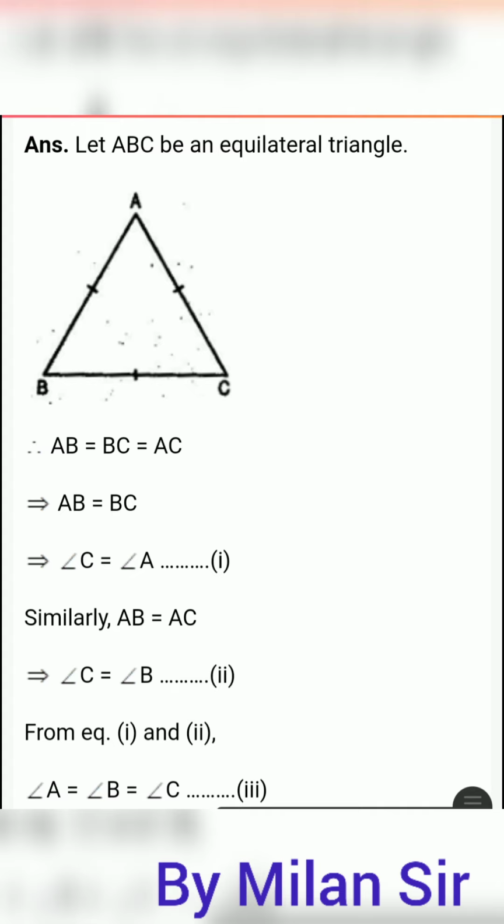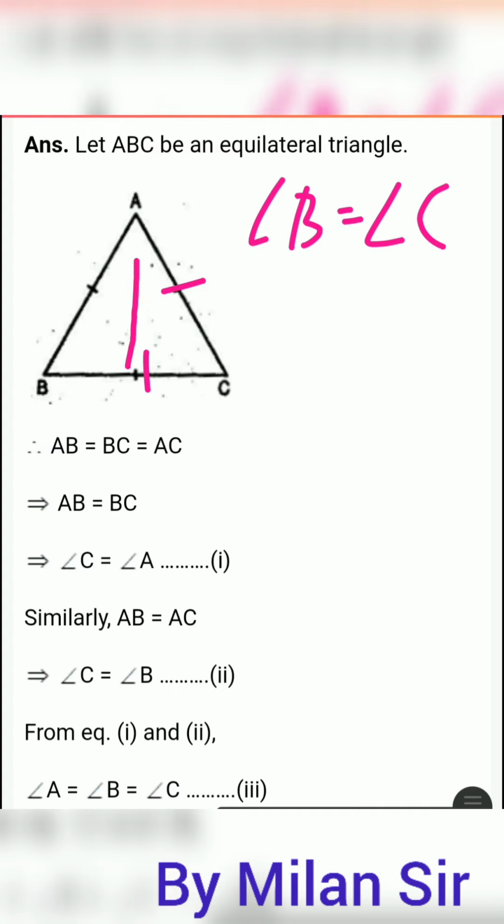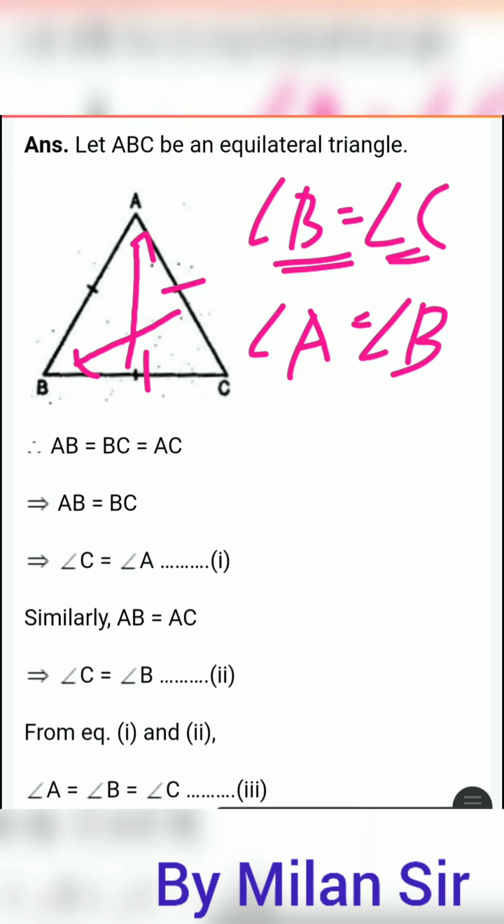Second thing, first of all angle B is equal to angle C. Now consider these two sides. These two sides are same, so opposite angles are same. The angle opposite to this side is angle A, and the angle opposite to this side is angle B. Here angle B is equal to angle C.